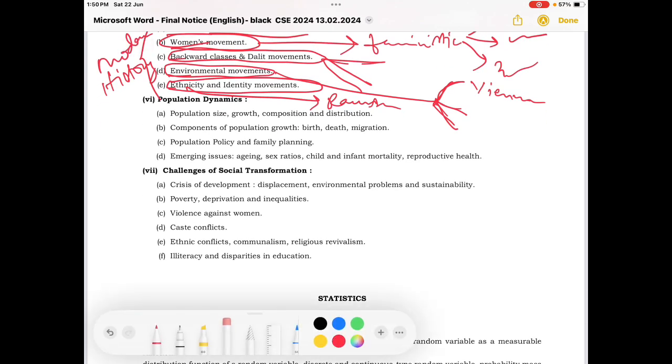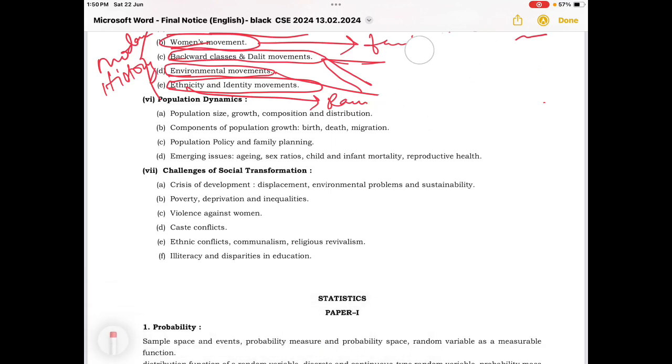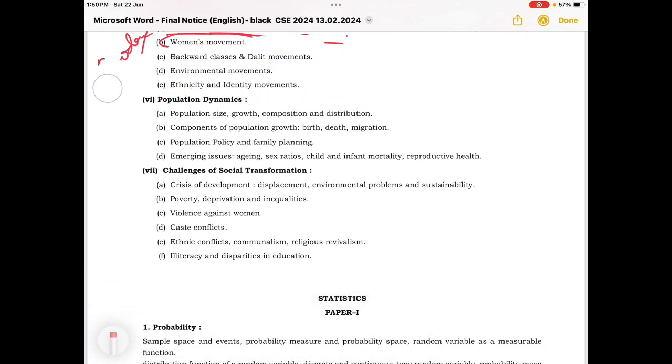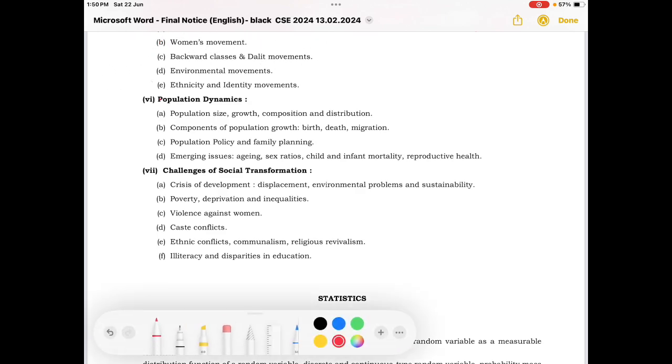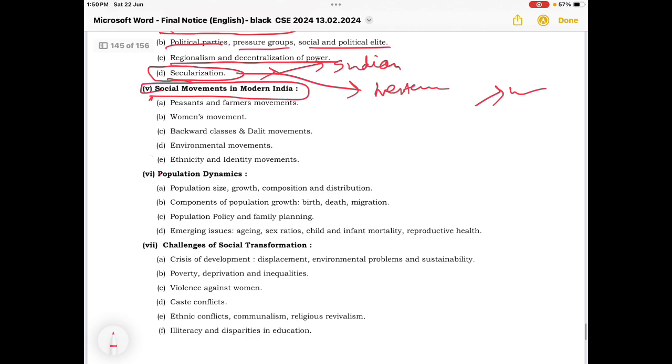Now let me wrap this part so that space will be available for these last two left topics. Now coming to population dynamics. You have read this in GS also, but here we will read about the sociological angle.